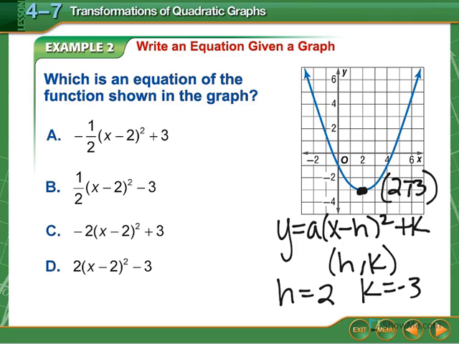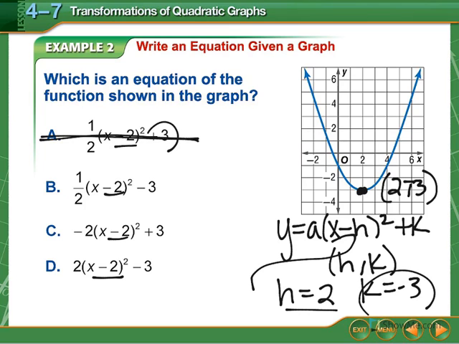So when I'm looking at my answer choices, I need a negative 2 because when I plug this h into my formula, it becomes the opposite sign. So negative 2 in each choice. Well, all of those have a negative 2. The next thing I need to look for, k has to be a negative 3. Well, if we look at a, it's a positive 3, so that can't work.